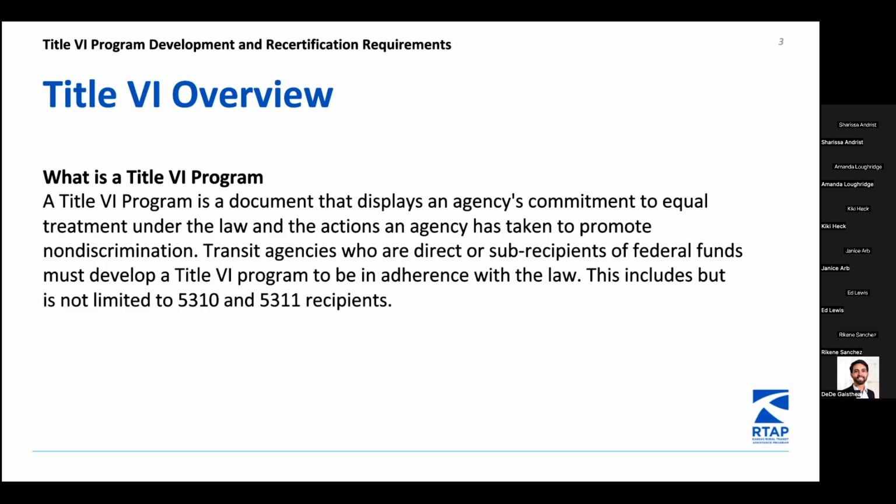A Title VI program is a document that displays an agency's commitment to equal treatment under the law, and the actions that agencies take to promote non-discrimination. Transit agencies who are direct or subrecipients of federal funds must develop a Title VI program to adhere to the law, and this includes everyone who's here, 5310 and 5311 recipients, but it's not limited to that. Fixed route providers also have to have Title VI programs, and most agencies do.